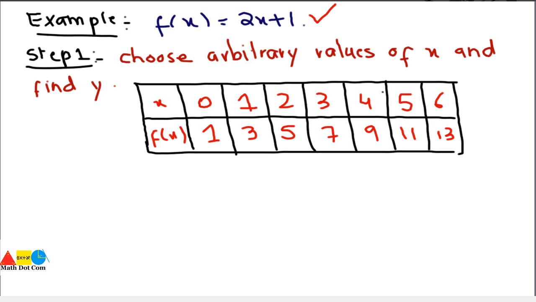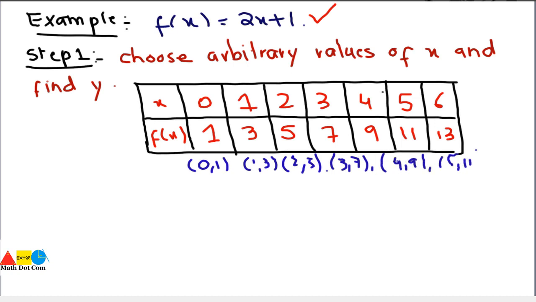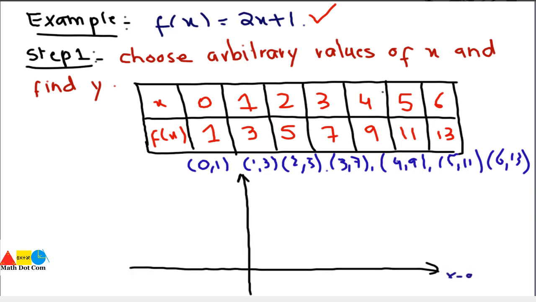Now let's plot these ordered pairs. These are the ordered pairs: 0, 1; 1, 3; 2, 5; 3, 7; then we have 4, 9; then 5, 11 and 6, 13. We have to plot these ordered pairs on the Cartesian plane. This is the x-axis, this is the y-axis. As we have all positive values, we need only the first quadrant for plotting.